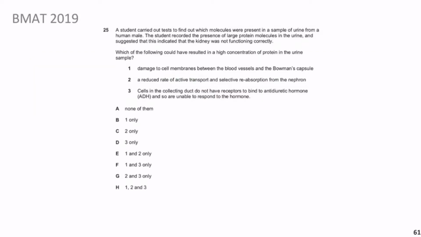So this is BMAT 2019, question 25. It says a student carried out tests to find out which molecules are present in a sample of urine from a human male. The student recorded the presence of large protein molecules in the urine and suggested that this indicated that the kidney was not functioning properly. Which of the following could have resulted in a high concentration of protein in the urine sample?